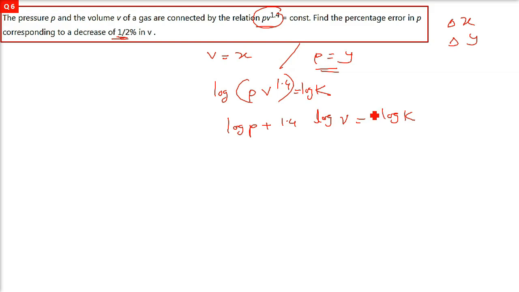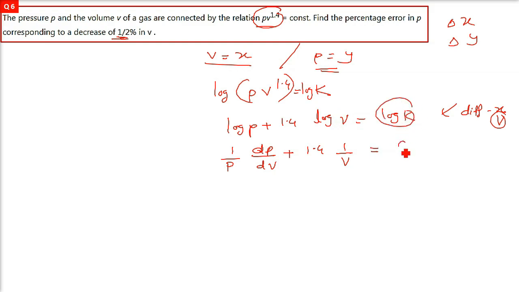Now let us differentiate. We always differentiate with the value which we know. So we are differentiating with respect to x, that is v. So 1 by p and then dp by dv, because we are differentiating with respect to v, plus 1.4 into the derivative of log v, which is 1 by v. Nothing will come here. And log k is a constant, so the differential will be 0.